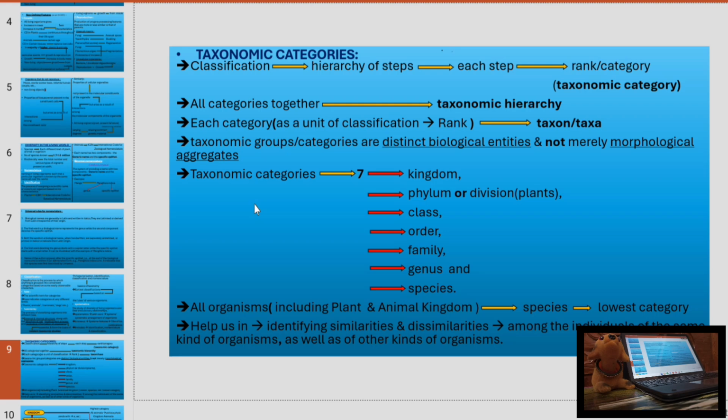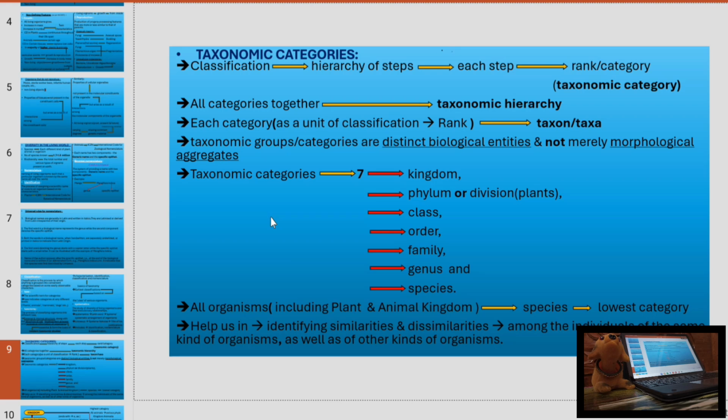So here are the taxonomic categories. They are seven. They are kingdom, the highest. Next is phylum, that is said for animals, or division for plants. Next is class, order, family, genus and species. All organisms, including plants and the animal kingdom, have species as the lowest category, whereas kingdom is the highest category, and that will not change. Further, kingdom will change into domain as the highest category, but species is the lowest category for everything, including plants and animals.